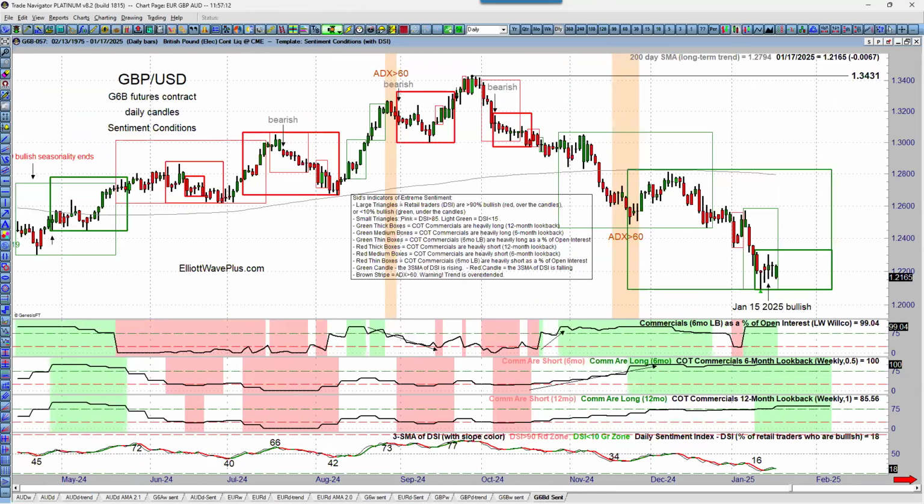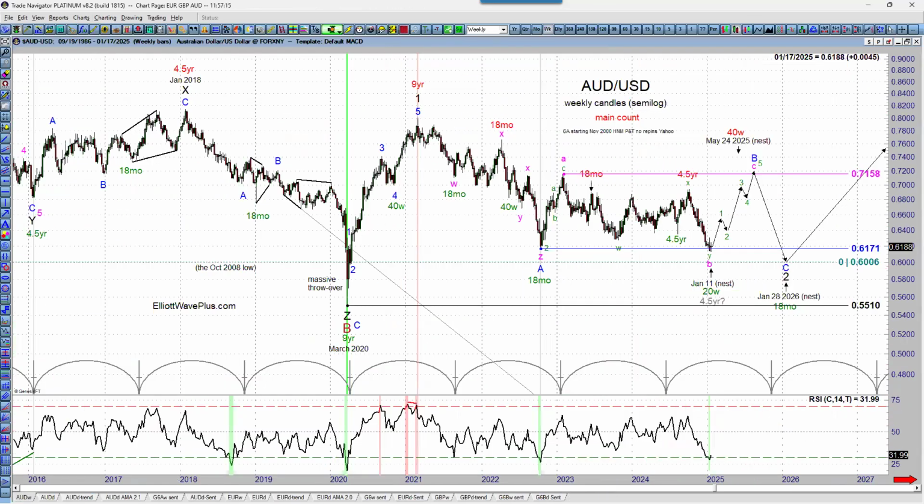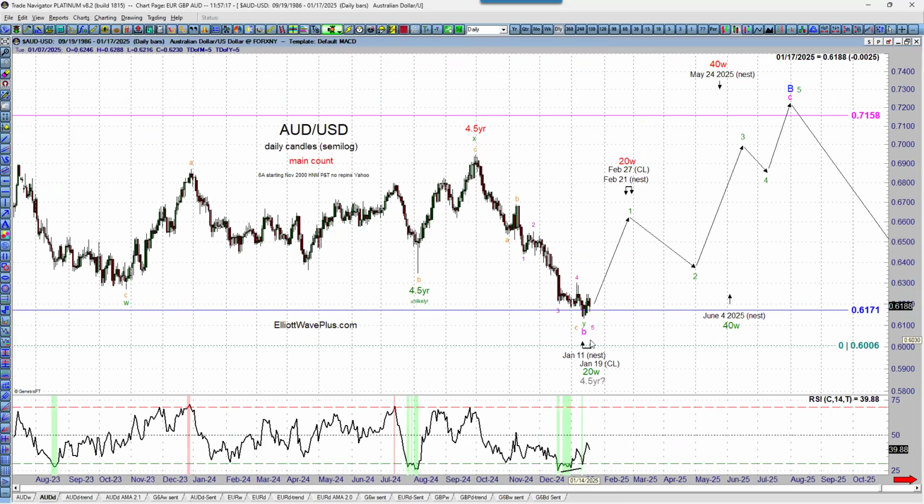Moving on to the Australian dollar. Australian dollar has been puking out hard. I think it has finished all of its subdivisions to the downside, A, B, and then 1, 2, 3, 4, 5. I think it's probably the bottom of the 20-week cycle trough, according to Hurst. Actually, Hurst is putting the 4.5-year cycle trough here. I suspect this is going to go down in history as the 4.5-year cycle trough, and bullish through late February on Australian dollar.